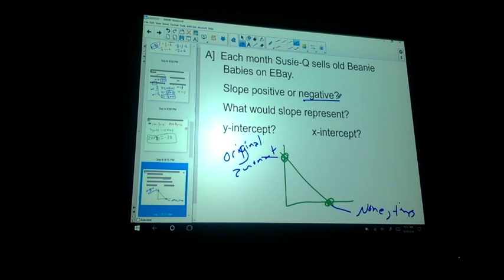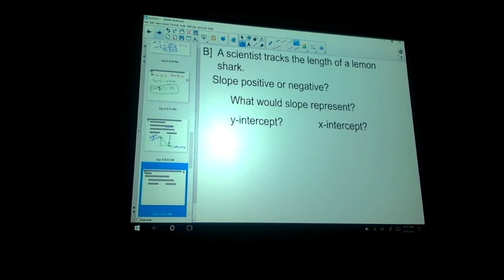What would the slope represent? Number of Beanie Babies sold per day. And the x-intercept we just talked about. That's the x-intercept. Almost done? We good? One more. One more. This one?